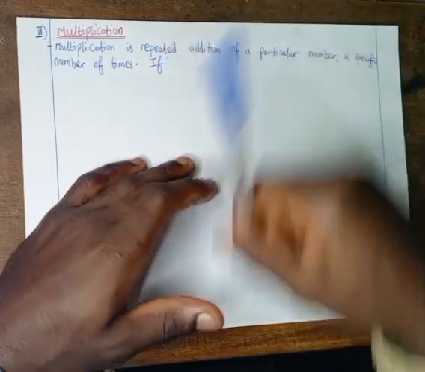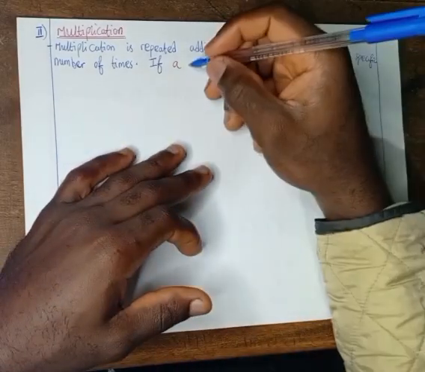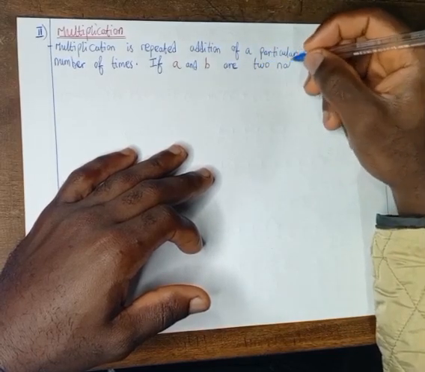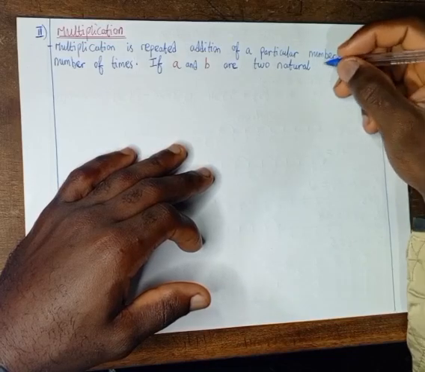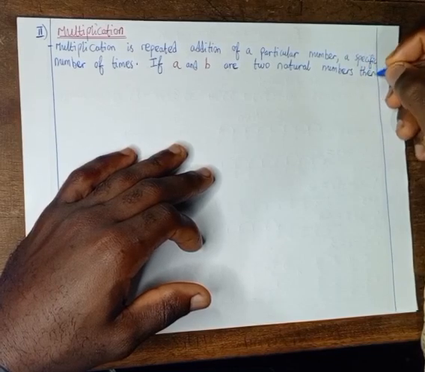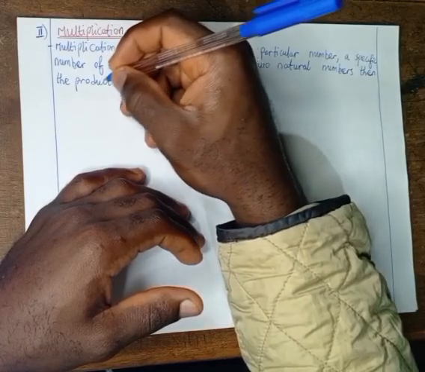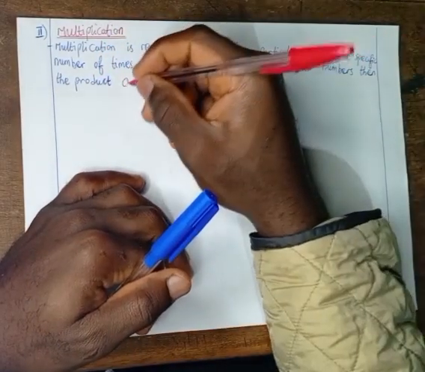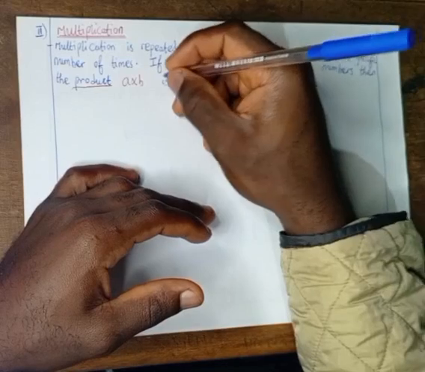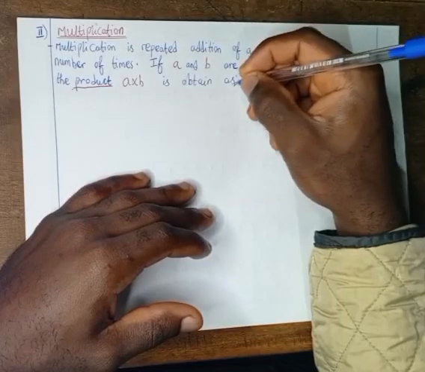Let's write this down. If we take, for example, A and B are two natural numbers, then the product, that means the result you get when you multiply two numbers A and B, the product A times B, underline the word product, is obtained as follows.